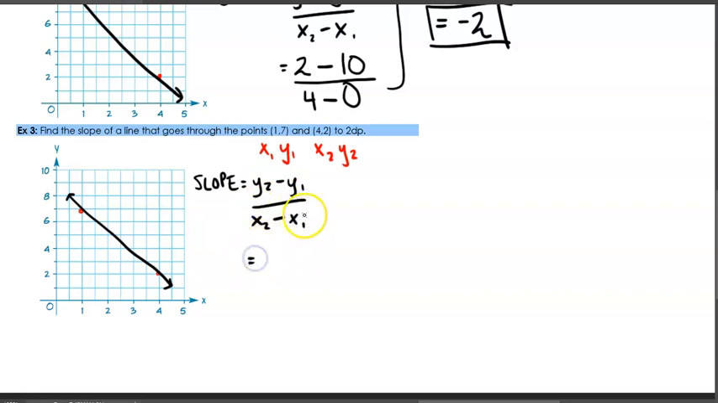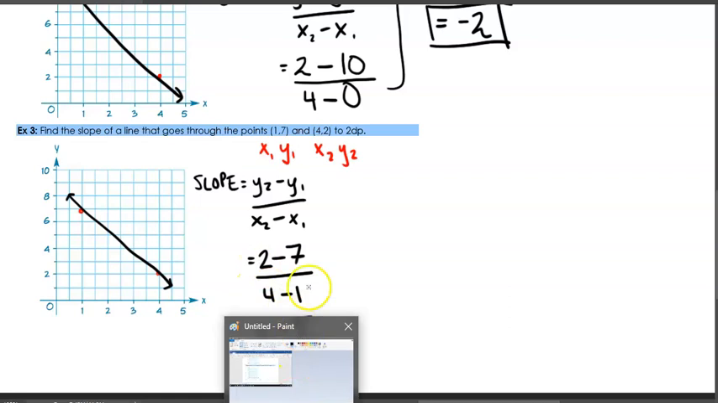We know what our y2 is, it's 2. We know what our y1 is, it's 7. We know what our x2 is, it's 4, and we know what our x1 is, it's 1. Work this out. 2 minus 7 is negative 5. 4 minus 1 is 3.